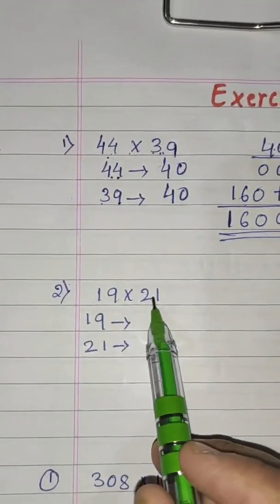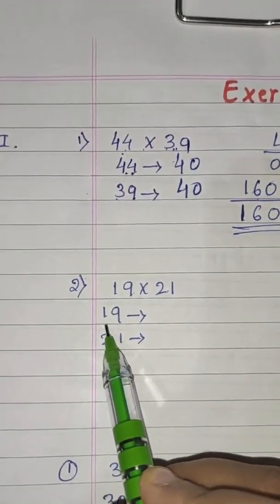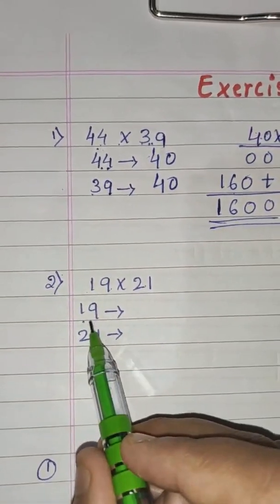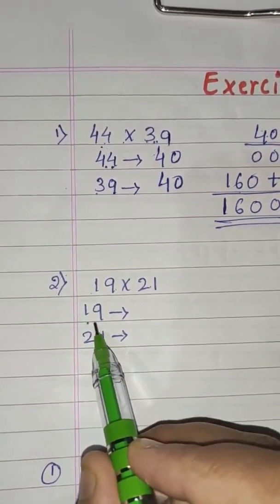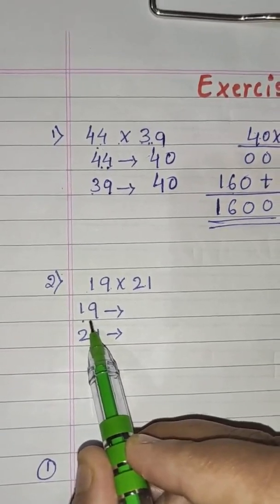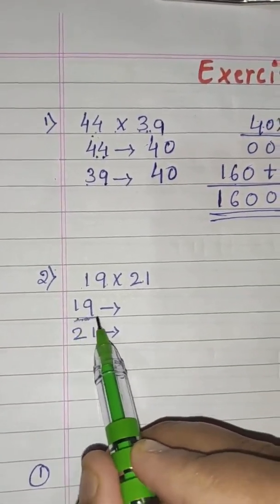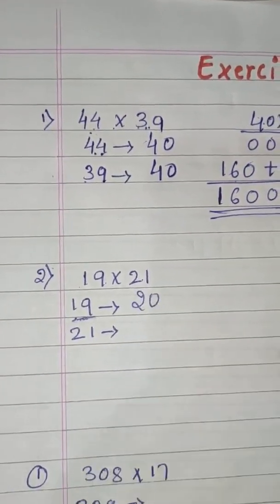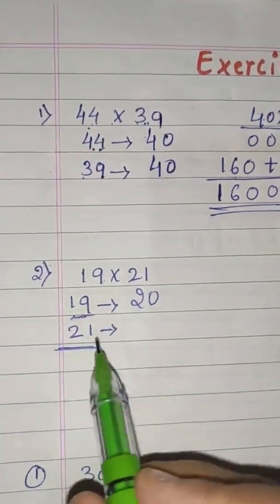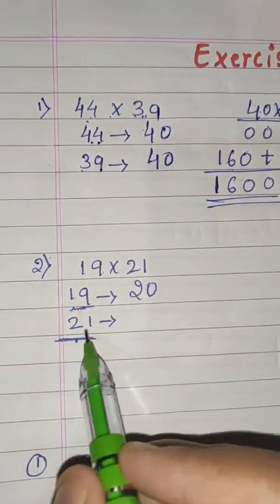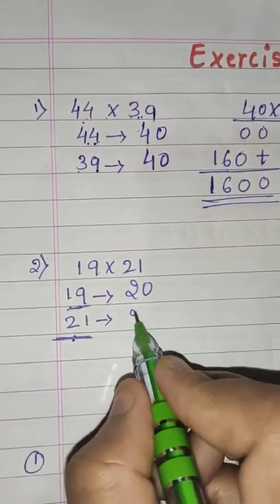19 into 21. 19 into 21. So what is the estimated value of 19? Yes, you only have to tell me now. What is the estimated value of 19? Whether it is near to the 10 or to the 20. Yes, the 19 is near to the 20. Yes, now 21. Whether this 21 is near to the 20 or to the 30. It is near to the 20.